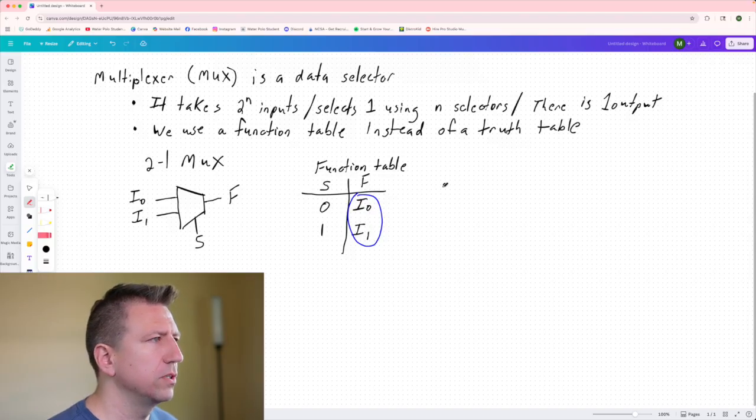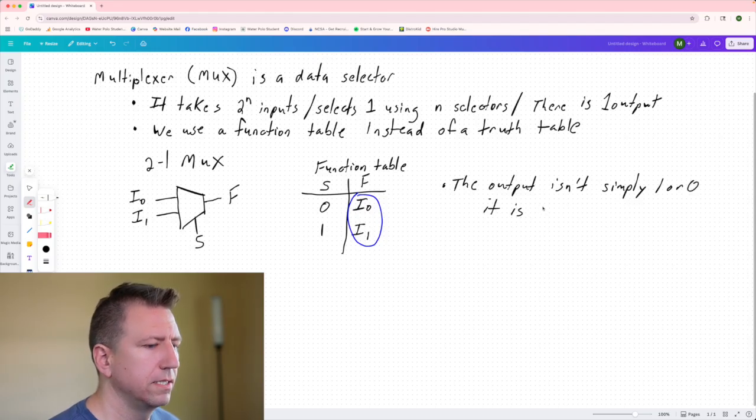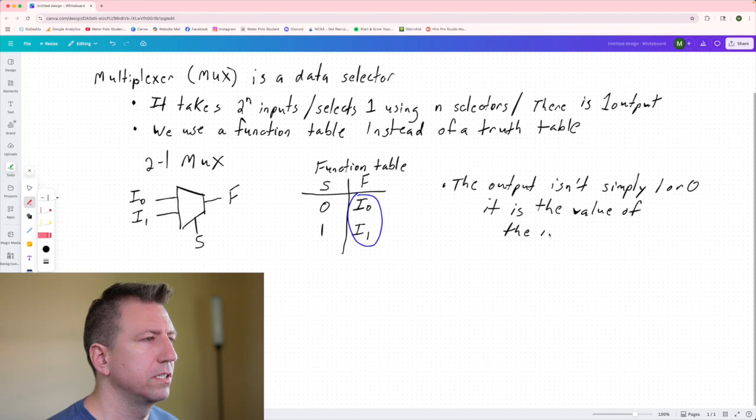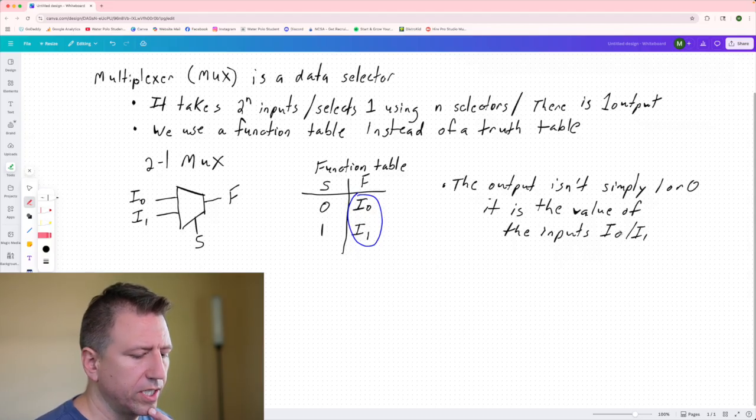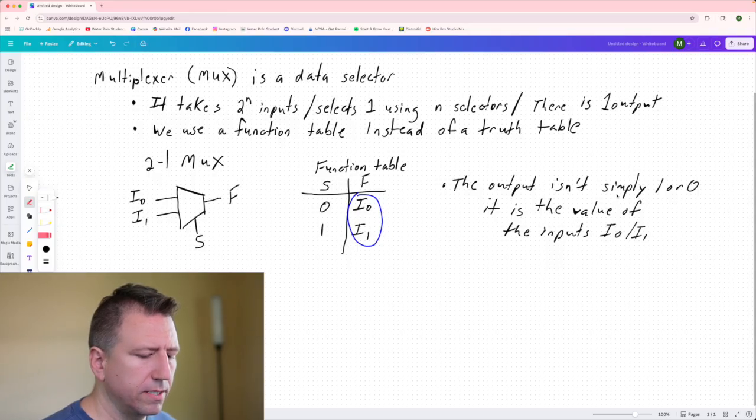And so just a bullet here: the output isn't simply 1 or 0, it is the value of the inputs I0 and I1, whatever their values happen to be. Okay. So let's look at what a schematic like this would look like.